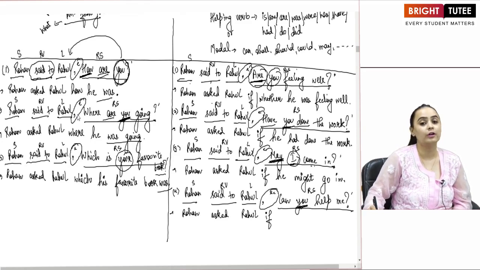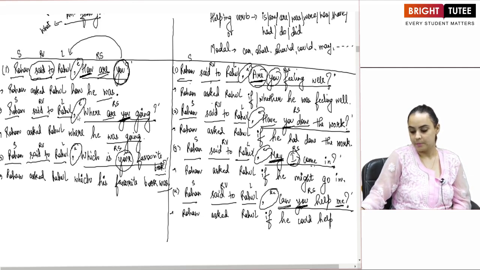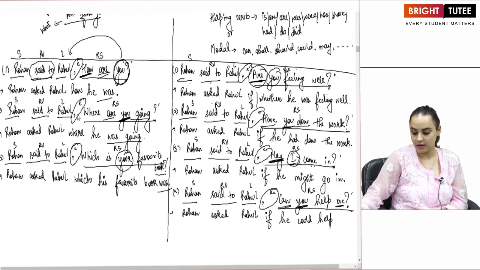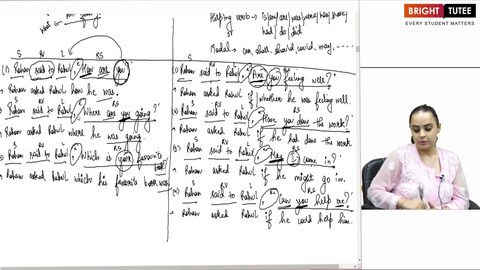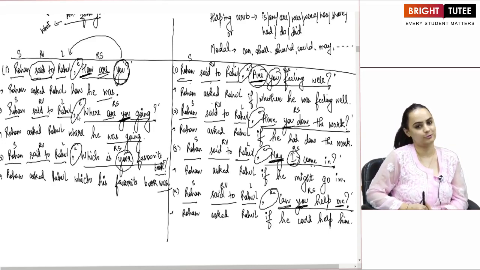"You" is used for Rahul over here. He is a boy, so "he." If he, "can" changes to "could": help me. Rohan is asking this from Rahul, and Rohan is also a boy. So, Rohan asked Rahul if he could help him.